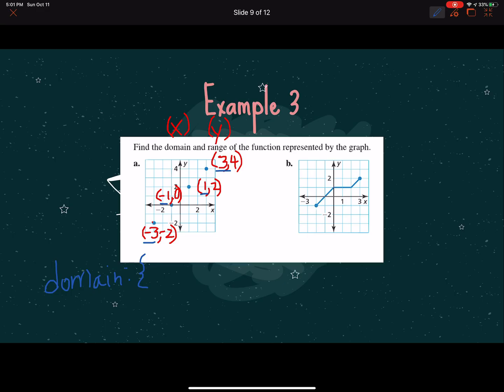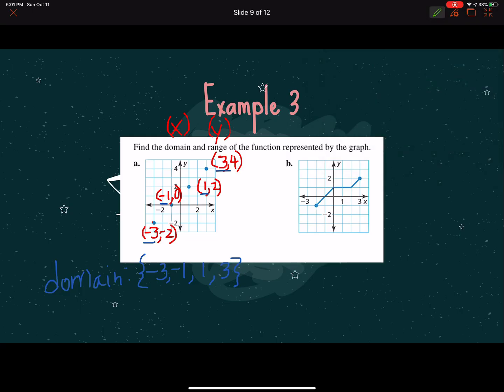I'm also going to put them in order. So I'm going to start with the least x value, which they are, if you read from left to right, already in order for you. So our smallest domain is -3. Then we move to -1. Then we move to +1. And last we have 3.